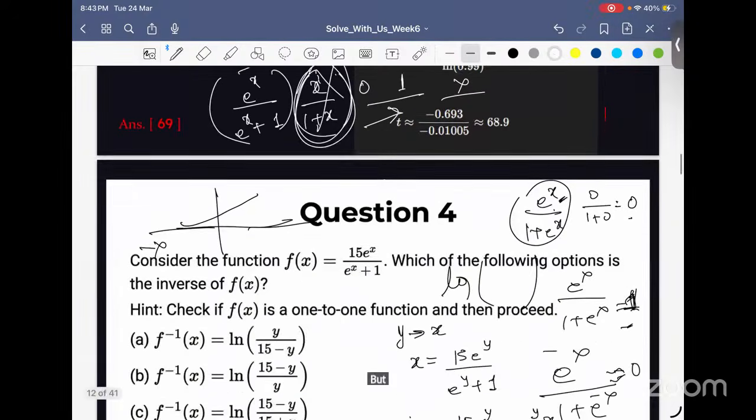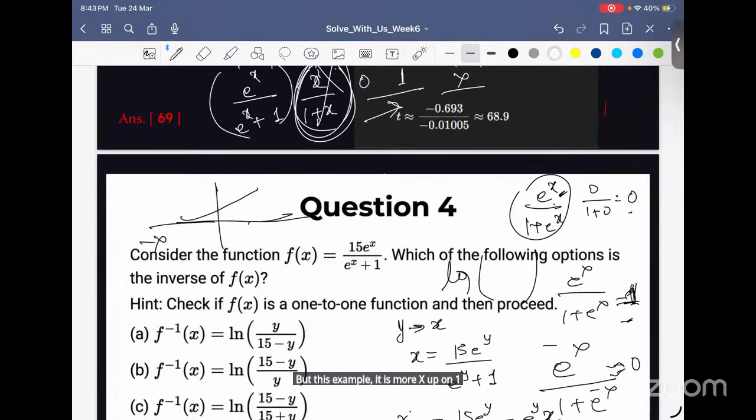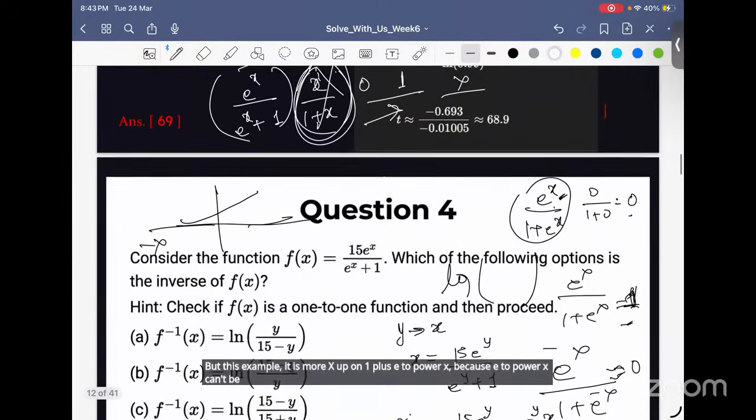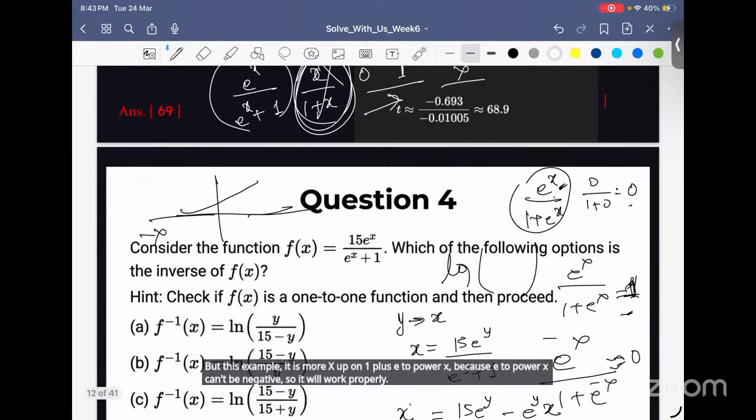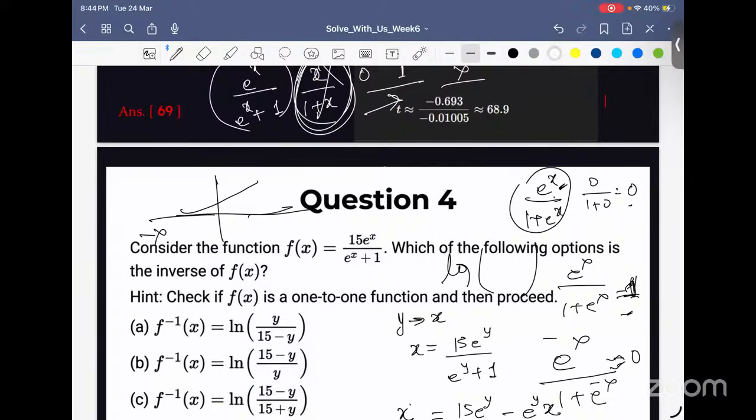But this example, e to the power x upon 1 plus e to the power x, because e to the power x can't be negative, it will work properly. Are you guys able to understand it? Yes, sir. It is clear.